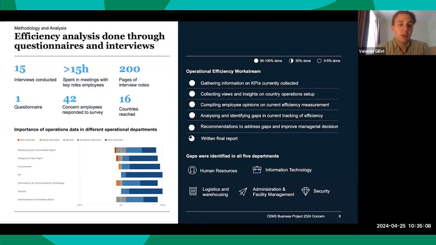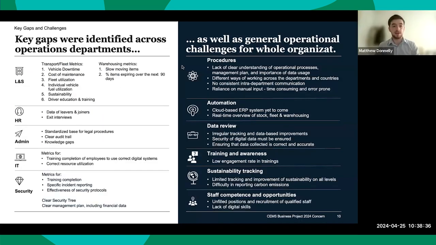To give you a bit of insight, here on the bottom left side is a part of our questionnaire, one question about the importance of operations data in the different operational departments. We can really see that most people feel that operations data is at least somewhat important, if not very important, in their department, especially marked in HR and security. As Valentin said, thank you to everyone who responded to the questionnaires and surveys.